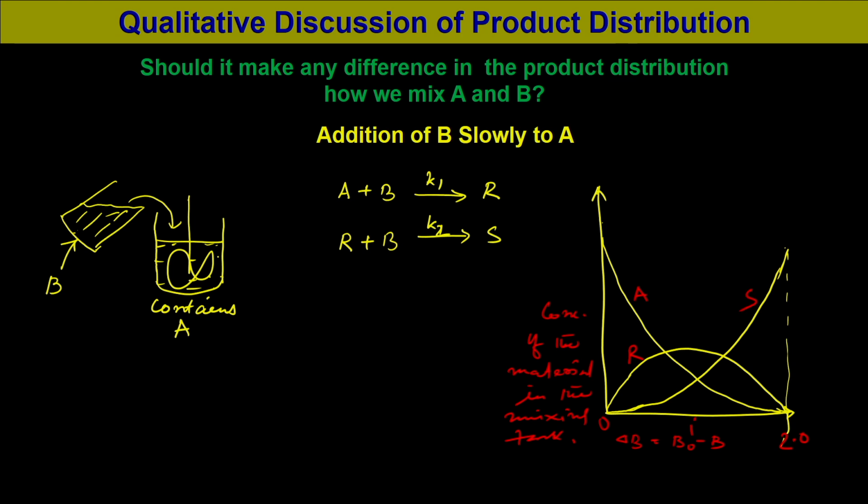So, that is how slow addition of B to A will change the product distribution compared with the addition of A into B. So, if we add them differently, the product distribution changes.